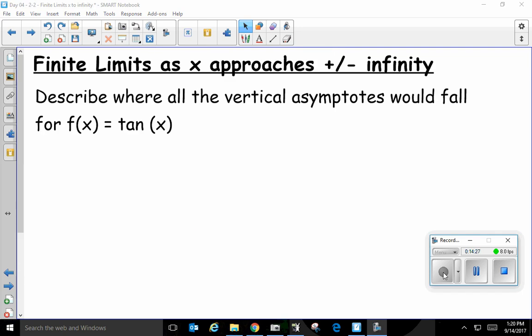Fun trigonometry. Now instead of sine, we have tangent. Yeah, I know, a lot of boos. Calc sucks. So describe where all the vertical asymptotes would fall for the following function, where f of x is tangent of x. Who can remember what the graph of tangent looks like?